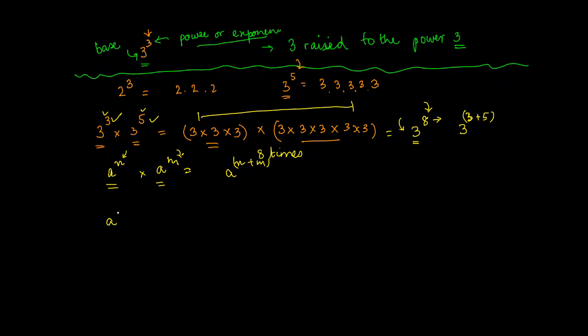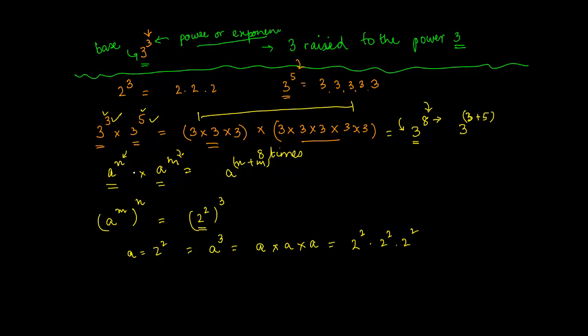Similarly, suppose you had a to the power m, raised to the power n. Let's say you had 2 to the power 2, raised to the power 3. What does this mean? If you take a equal to 2 squared, this means we effectively have a cubed over here, which means a into a into a, or 2 squared into 2 squared into 2 squared.